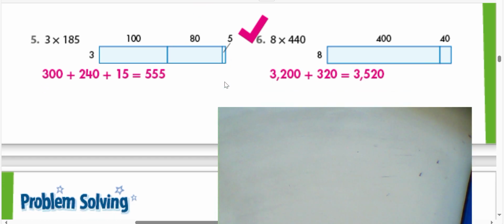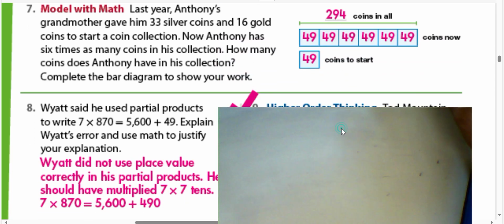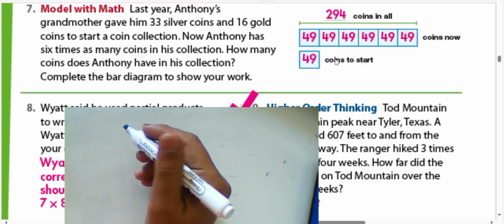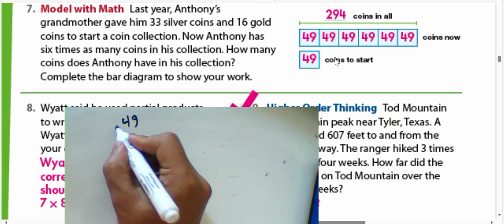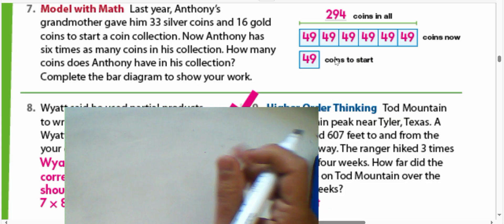Okay, next question. Problem solving here. In this example, we can write 294 as 7 times 7 times 7 plus 49. 7 times 49. But in this example we want to divide this number.